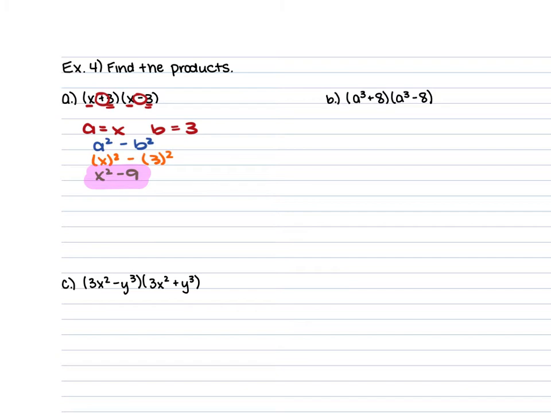For example B, we have a cubed plus 8 times a cubed minus 8. So again, our first term in both sets of the parentheses is our a, which is a cubed. Our second term in each set of parentheses is our b, which is 8. We have different signs there, so we're going to use a squared minus b squared. So this is going to give us a cubed raised to the second power minus 8 raised to the second power. Remember, when you have a power raised to a power, you multiply those powers. So that's just a to the 6th power minus 64.